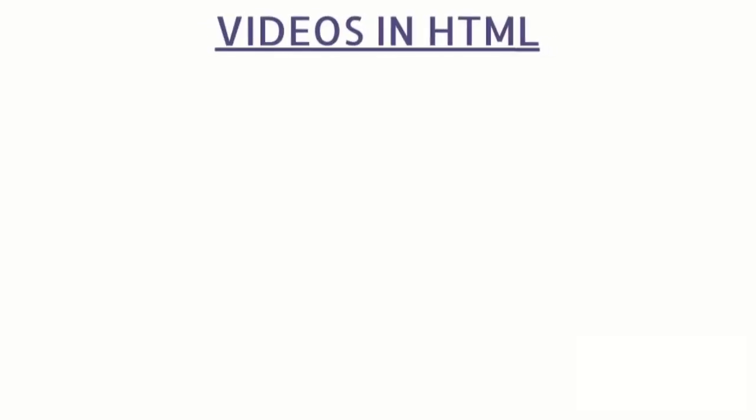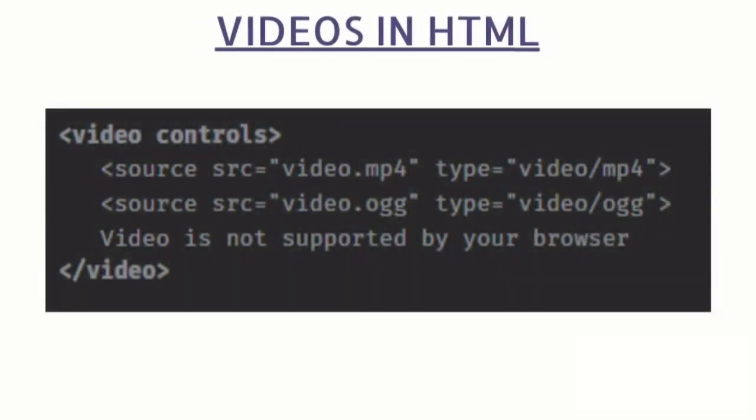The video element is similar to the audio element. You can specify the video source URL using an attribute in a video element, or using source elements inside the video element.